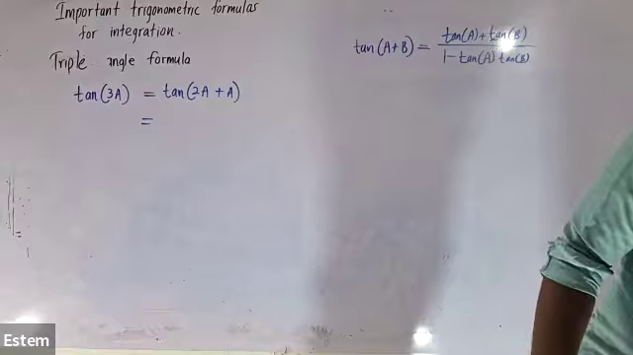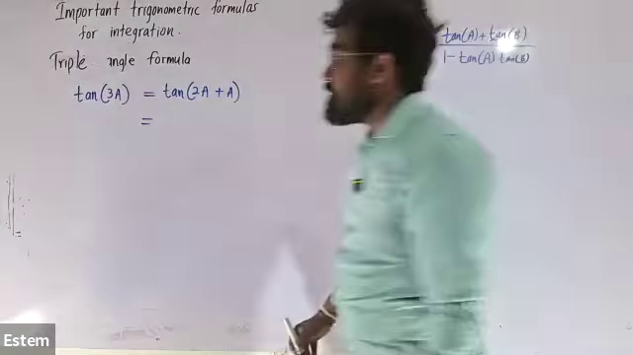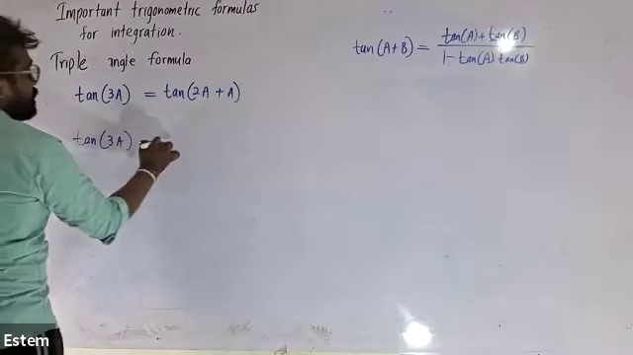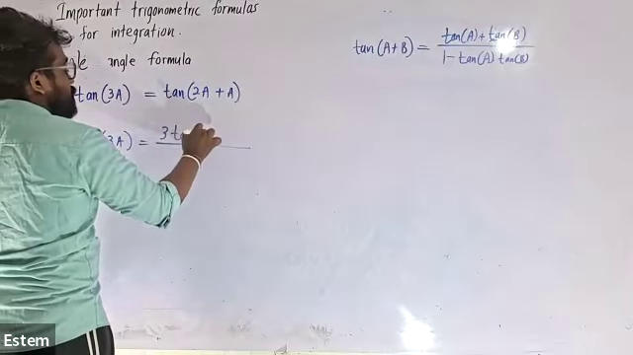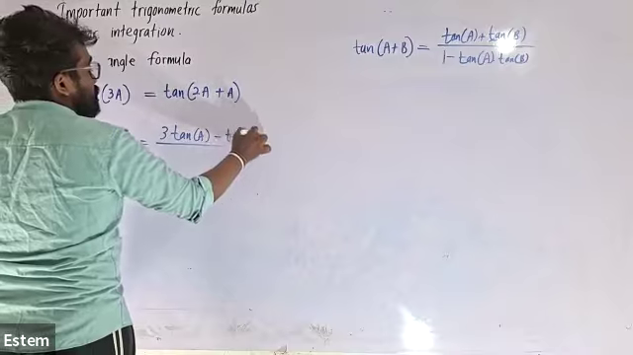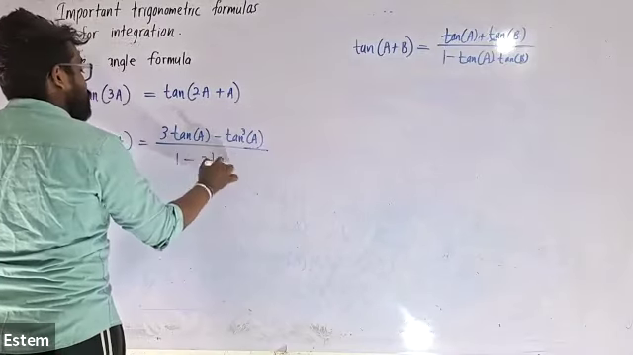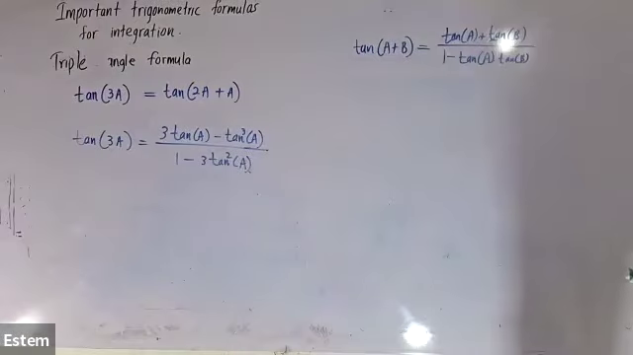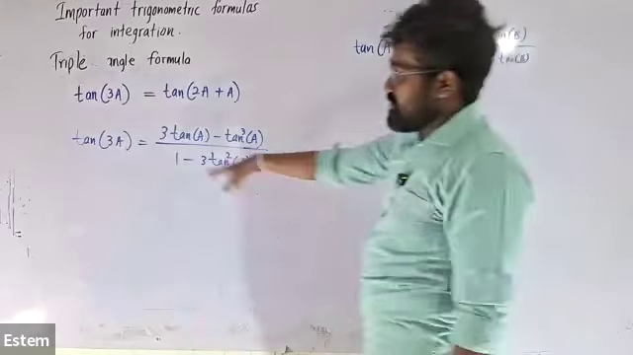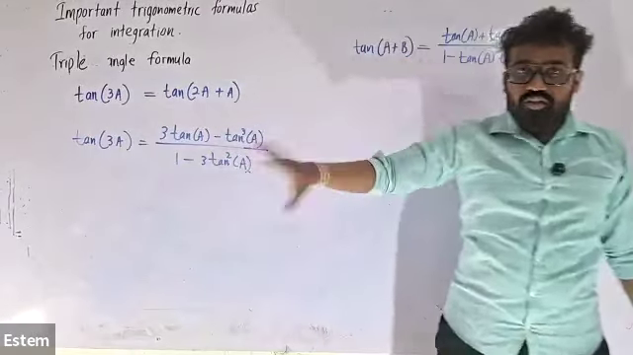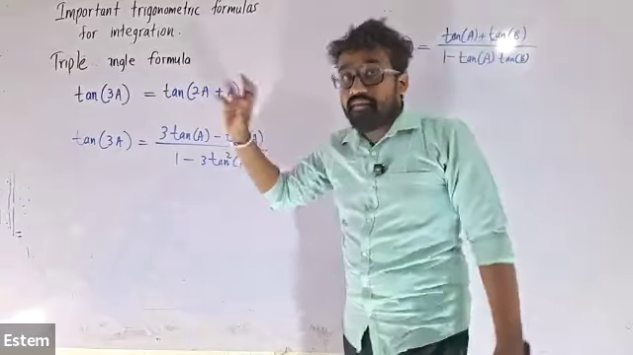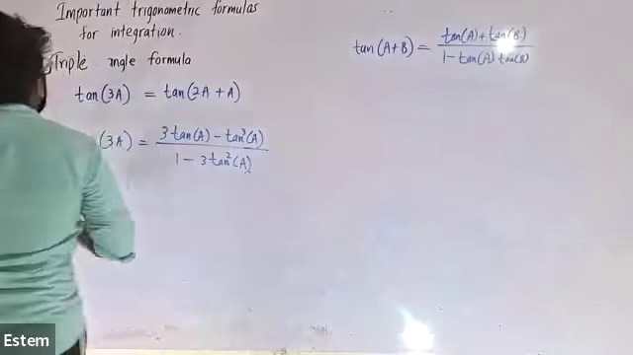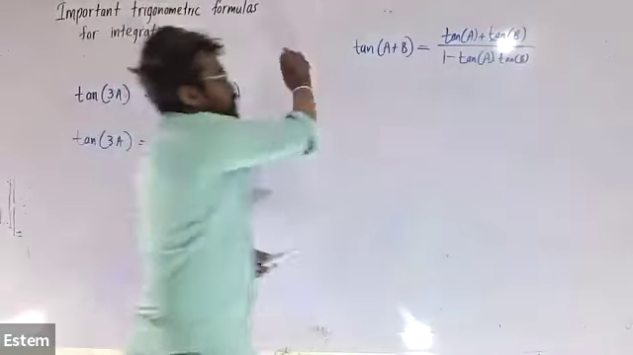I will write the identity. Tan 3A is 3 tan A minus tan cubed A over 1 minus 3 tan squared A. So you just write this. See, this is 3A, this is A, this is A. Write this, and try to get this with this formula at home as homework. Then the triple angle formula is also done now.